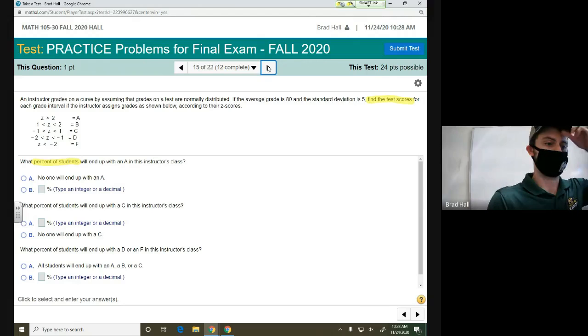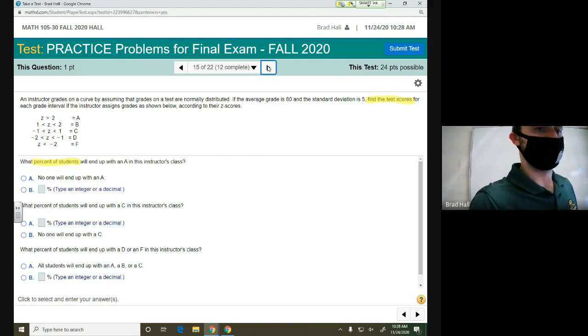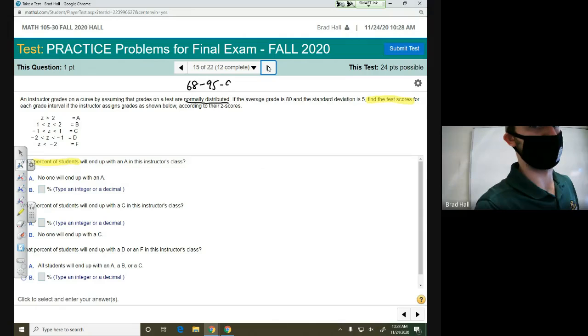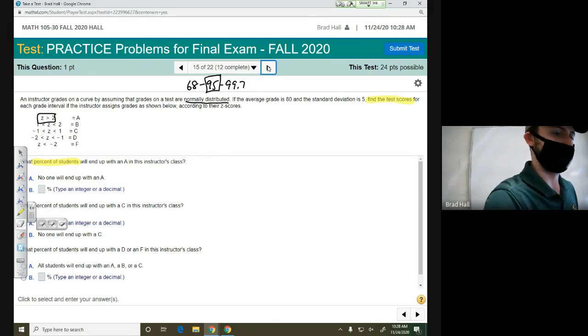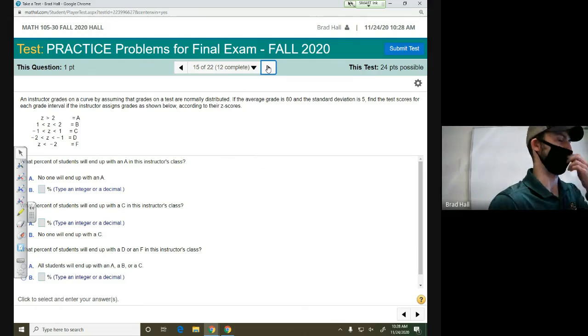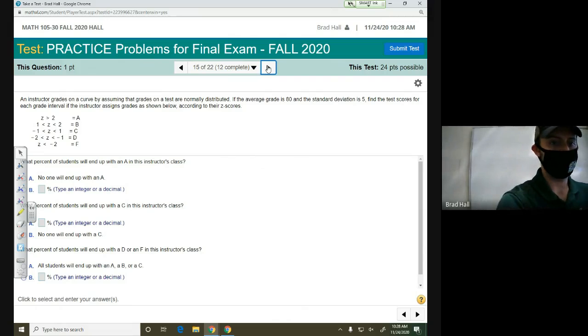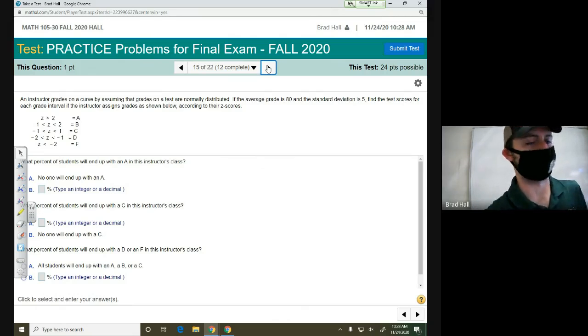These are generally a little bit cumbersome to do. I believe what they're asking for is, because it's normally distributed, that 68, 95, 99.7 rule. And then you have to use the fact that A is 2 standard deviations above. Yeah, it doesn't matter. It's just a busted problem. Normally, you're not asked to find percentages without a graph. So if you see something like that, it's a busted problem.